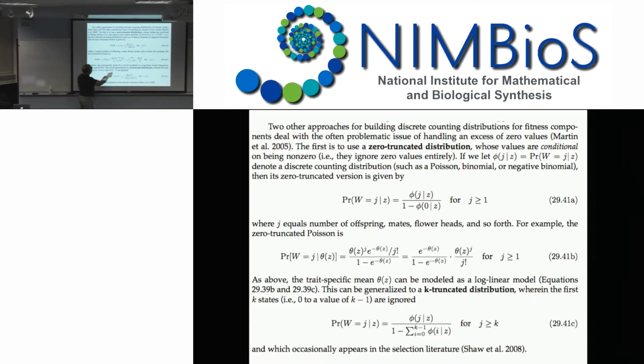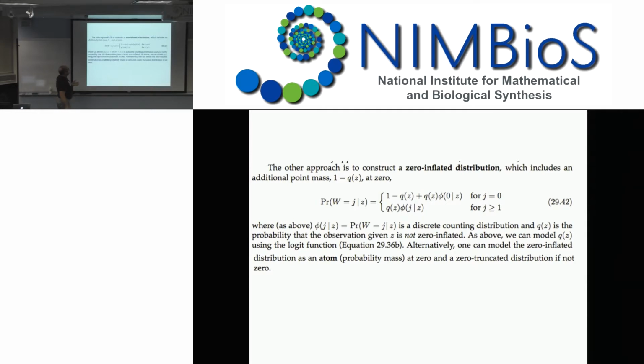Here's what it looks like. That's my probability of getting J observations given Z. This basically removes the probability mass at 0. For example, here is what a 0 truncated Poisson looks like. This basically says that I allow values of 1 or larger. You can also truncate the first K; Ruth has an example of those that come up occasionally. So you can take a distribution and remove 0 and assume you've got the rest of that form once you get above 0. You can also do the opposite, which is 0 inflated.